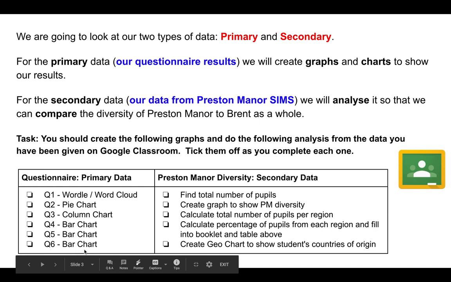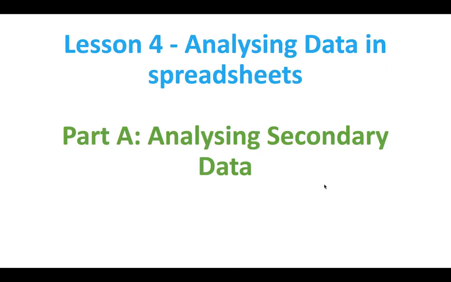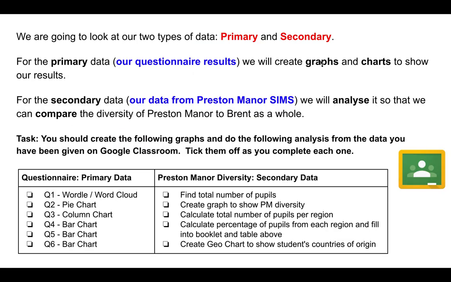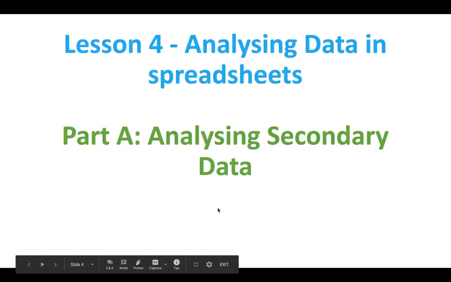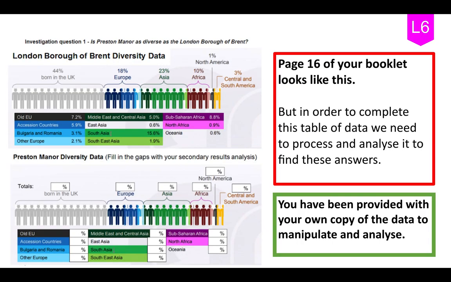I'm going to show you how to do that in lesson 4B. But today we're going to look at the secondary data, because I think this is a bit harder, and I want to give you a bit more time to do it. So here's how lesson 4A is going to go. Page 10 has that little table. The next couple of pages in your booklet are either instructions or space for you to stick in your graphs. When you get to page 16 in your booklet, however, you get this little thing.